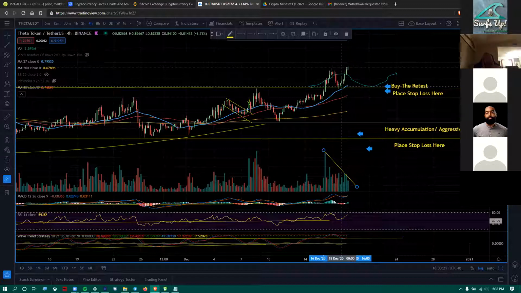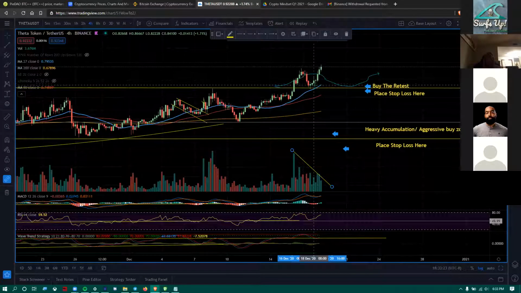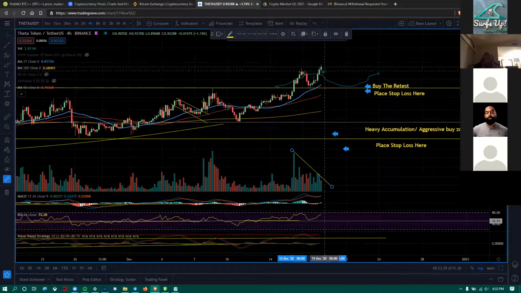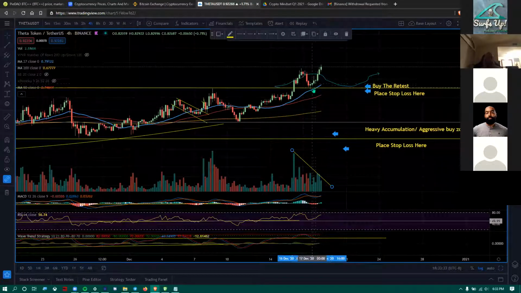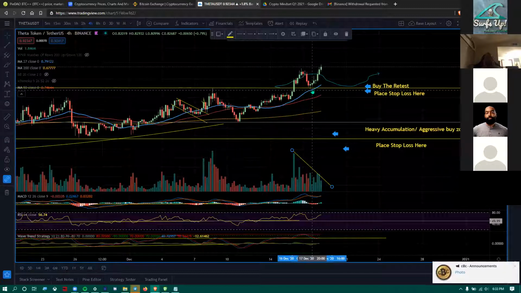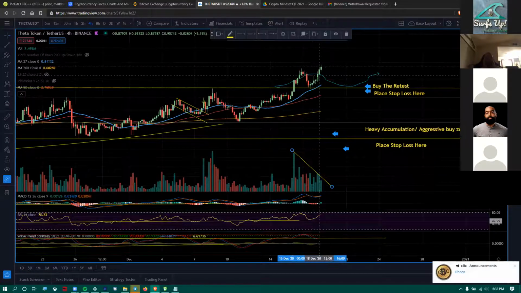Okay. Like right here, honestly, this right here with 20x leverage, that's what you want. That's the money maker. Put your stop loss in right there and send it.